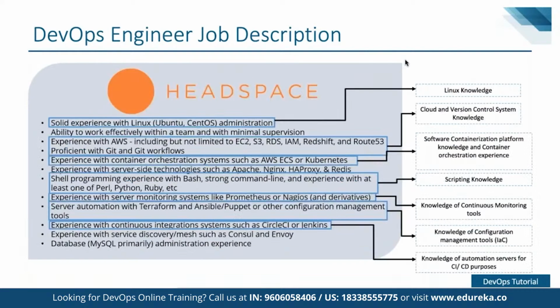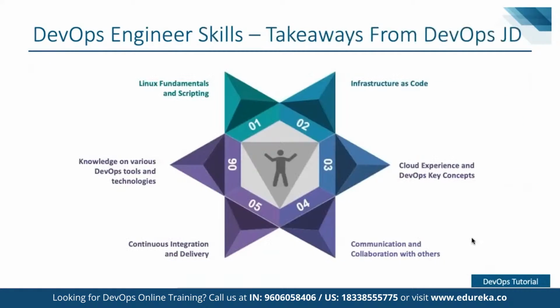Same way, guys, if I look at Headspace, another famous company, the first requirement they have is knowledge of Linux, the basic operating system, and knowledge of a version control tool like Git. You need knowledge of an infrastructure configuration management tool like Ansible, knowledge of a CI tool like Jenkins, and knowledge of some cloud platform. So this is the skill set people are looking for if you want to get enrolled as a DevOps engineer.